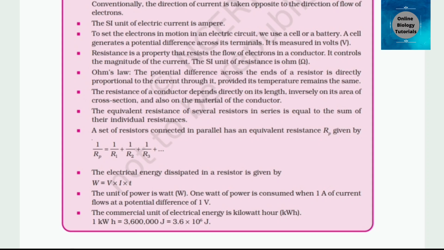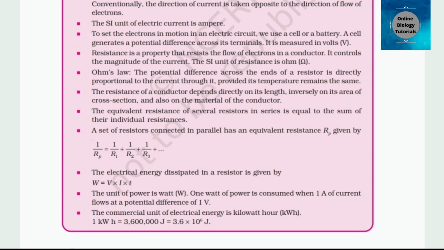Resistance is a property that resists the flow of electrons in a conductor. It controls the magnitude of the current. The SI unit of resistance is ohm. Ohm's law: the potential difference across the ends of a resistor is directly proportional to the current through it, provided its temperature remains the same.